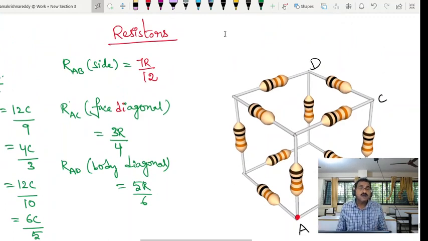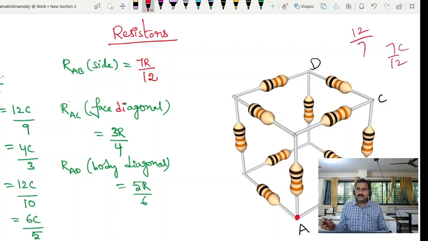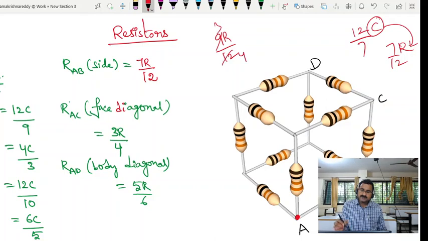Previously what you wrote was 12C by 7. Now reverse, 7R by 12. So 12 by 7 is there, now we reverse it, and it becomes 7 by 12 only. Capacitor is replaced by resistor, so 12C by 7 becomes 7R by 12. Face diagonal: what was the answer you got there? 12C by 9. Reverse that, 9R by 12, and 3 threes, 4 threes, 3R by 4 only. That is the thing in that one.